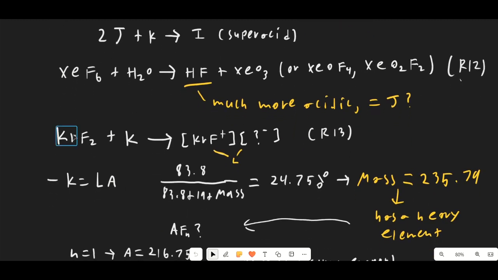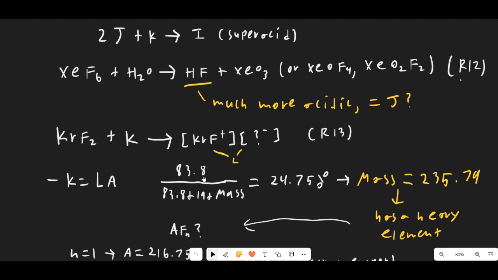Next, we know that KrF2 plus our molecule K is going to give us a salt which contains the cation B+. Now, this salt that contains the cation B+, that's exactly the same reaction that we were told about in the beginning, where we're told that KrF2 reacts with Lewis acids to form KrF+ and an anion as well.